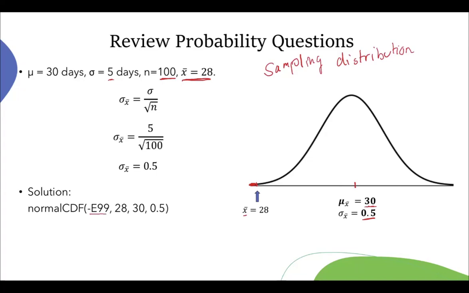Low is negative infinity this time because we're working on the left side of the curve. Upper is 28, mean 30, and the calculator says sigma, but we know that we have to put the standard error in there. So we're going to be putting in 0.5. We know we're putting in the standard error because we're working with a sampling distribution. So you go to normal CDF and you put those numbers in and you get a probability that is in scientific notation. So let me show you what that looks like.